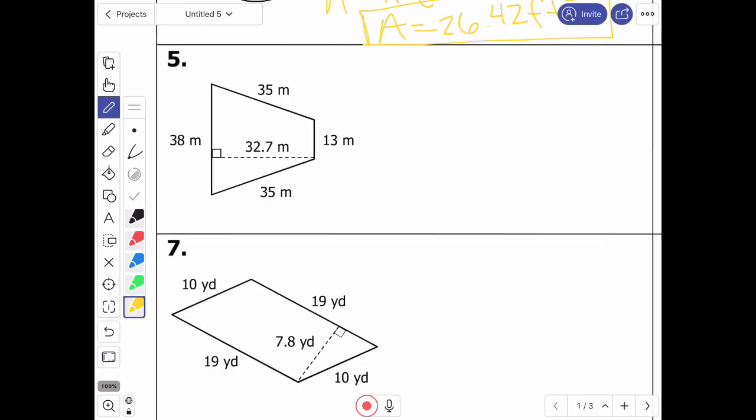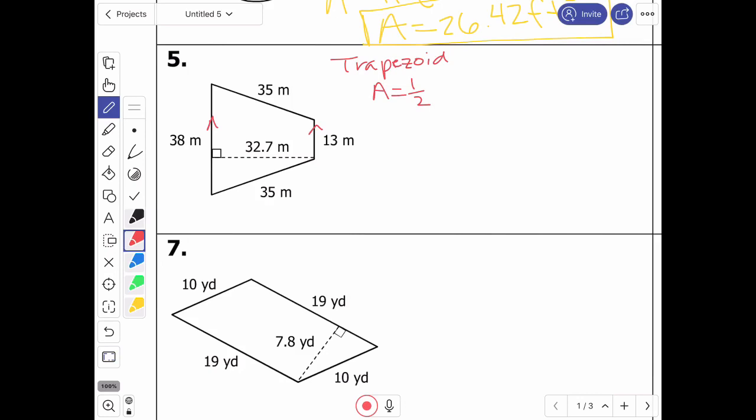So number 5, I see some parallel lines, it looks like, but I don't see any right angles. It's a four-sided shape, so right away I'm going to say this is a trapezoid. If I can spell trapezoid. And the area formula for a trapezoid is probably the longest and most annoying of all of them that I've asked you to use so far.